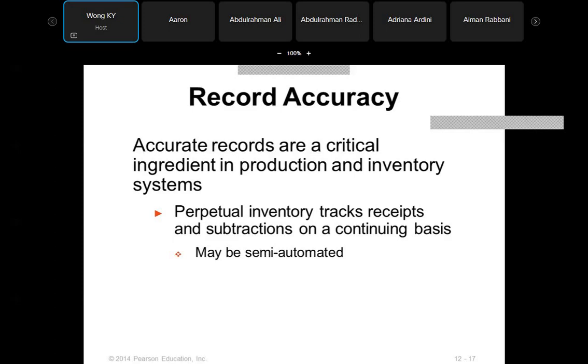Okay, and this keeping track can actually be done using technology, either semi-automated technology or fully automated technology, such as barcode scanners, RFID technology, sensors, IoT, and so forth.